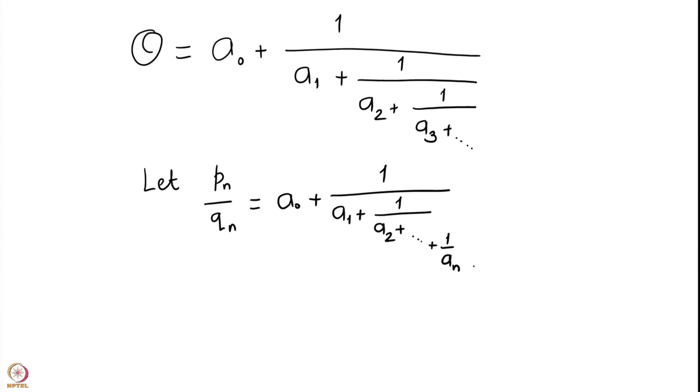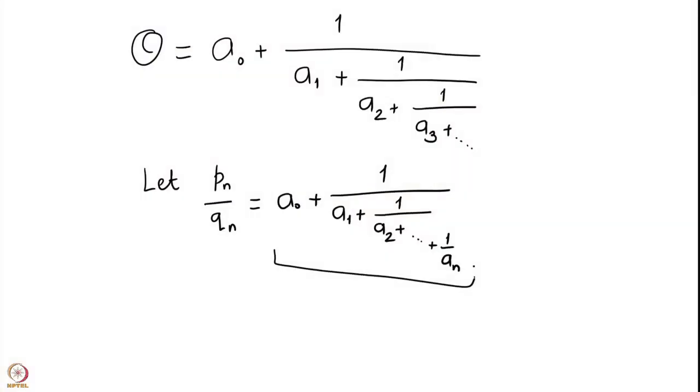Don't take the whole continued fraction expansion going all the way to infinity, but cut it at the nth stage. Then, of course, this is going to be a rational number. So, we write it as Pn upon Qn, where Qn is a natural number, Pn is an integer, and we will also have that the GCD of Pn and Qn is 1.